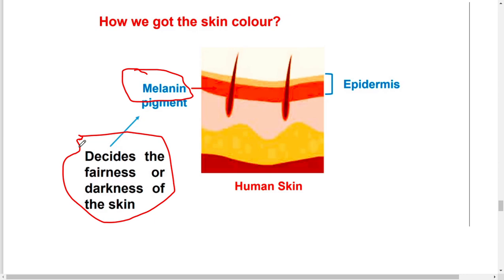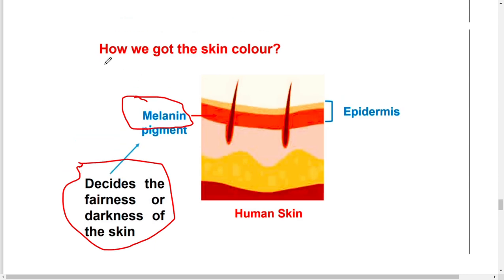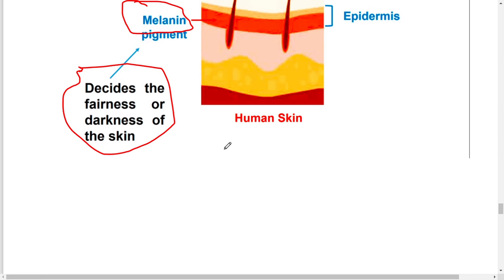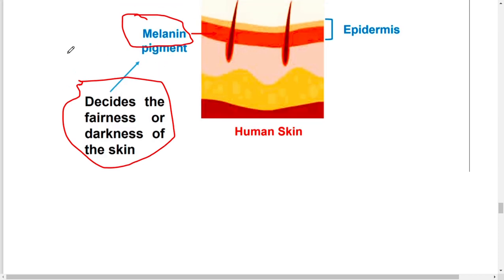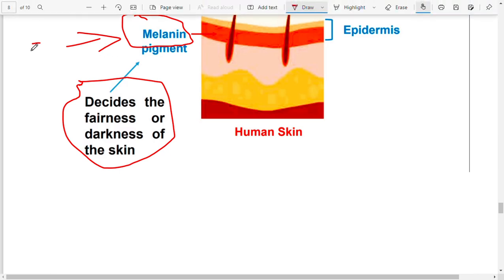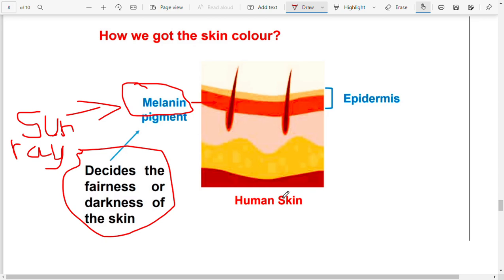The color of the skin also depends on the climate. How is the climate in the region where you are living? It also depends on the climate. The melanin, as I said, will protect your skin from the ultraviolet rays of the sun. So basically, it gives protection from the sun rays. Okay, am I clear with this part about melanin?